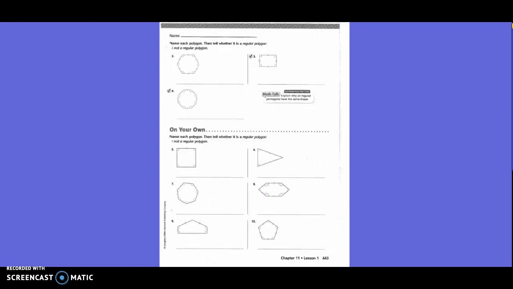2 through 4, name each polygon and tell whether it is a regular polygon or not a regular polygon. So number 2, how many sides do we have? 6. So it would be a hexagon. And is it a regular polygon or not a regular polygon? Regular. Okay, so regular polygon.